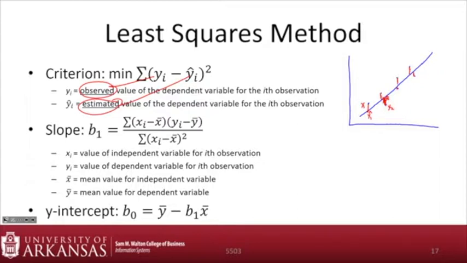Does that make sense? So if you were trying to calculate these things by hand, we have equations for the slope and for the y-intercept. Would you have to calculate things by hand? No. But if you wanted to, it's just a series of independent variables, dependent variables, and means.